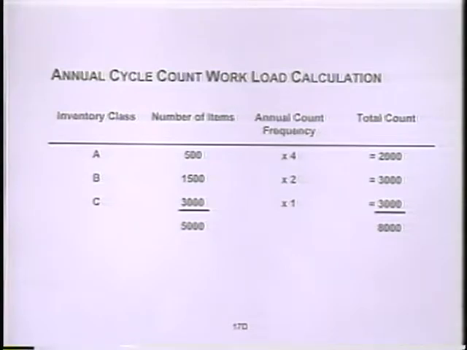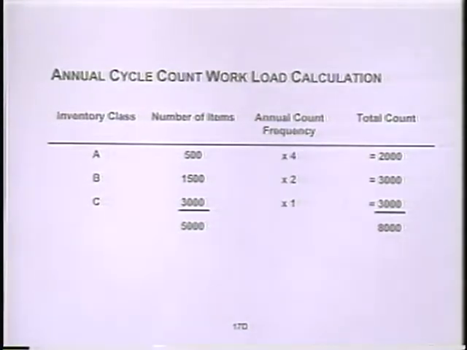So the A items, we're going to multiply 500 times 4. Remember, 4 times a year. The Bs, 1,500 times 2. And the Cs, 3,000 Cs, multiply that by 1. That's going to give us the total maximum projected count.